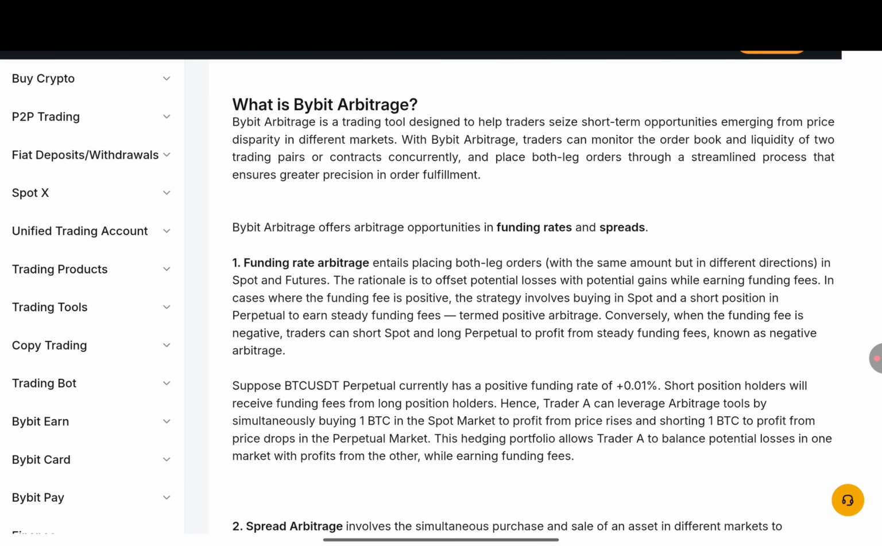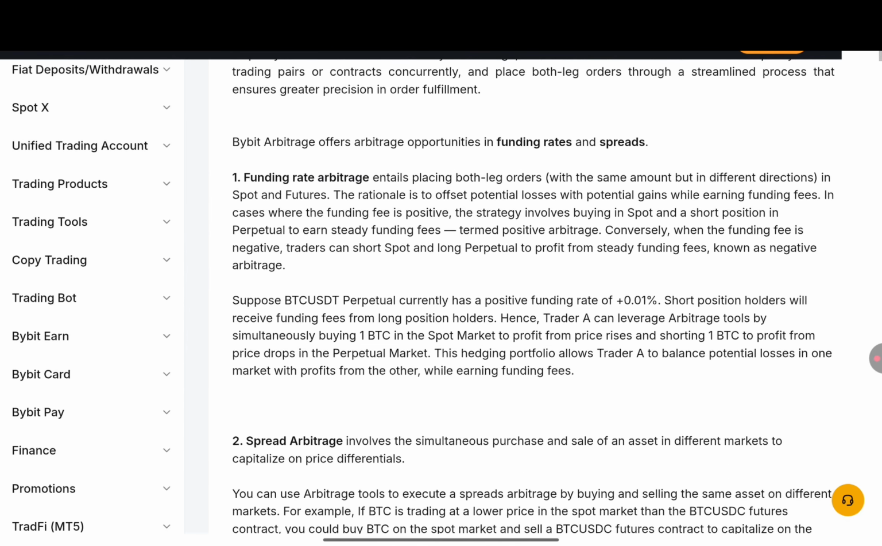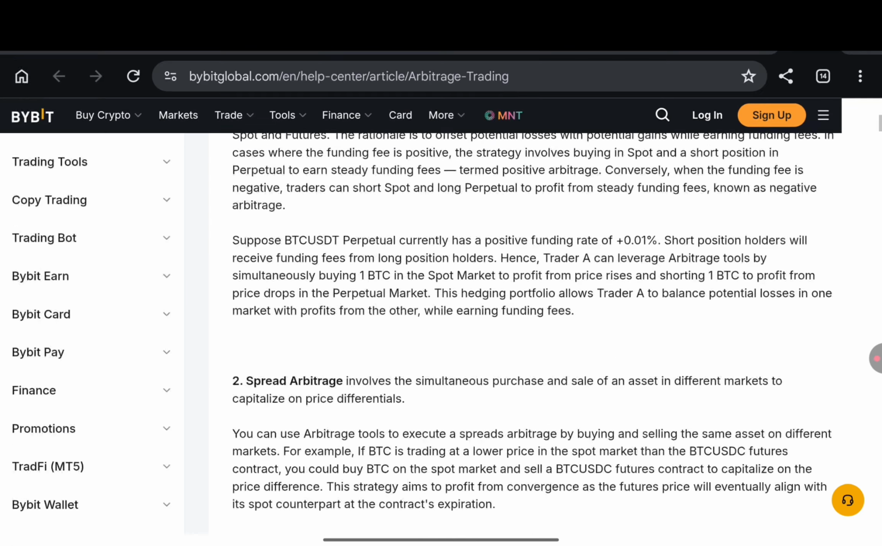Now, this is the safe method I'm teaching you. There is a more risky method that you can do arbitrage trading in, and it is way more profitable than this, right? But it is riskier. So for this content, we're going to be focusing on the safe method. We're going to be sticking here in Bybit and talking about the safe method right here. So please, if you're a person who is looking for the risky method, this video is not for you. Okay, we're talking about the safe method here. So we have the funding rate and we have the spread arbitrage.